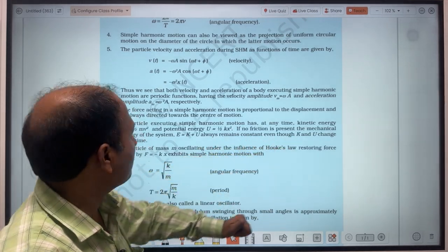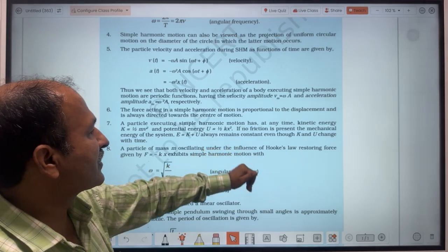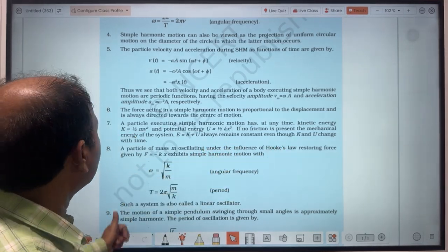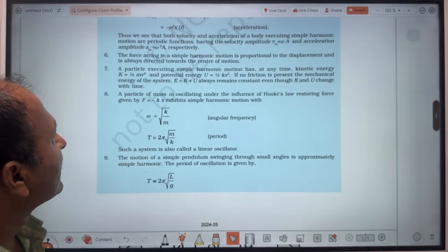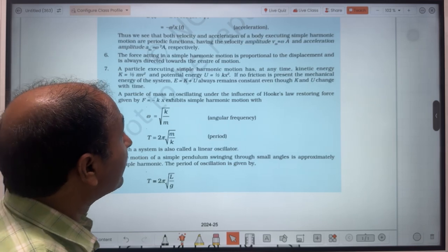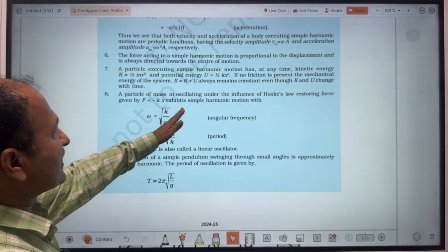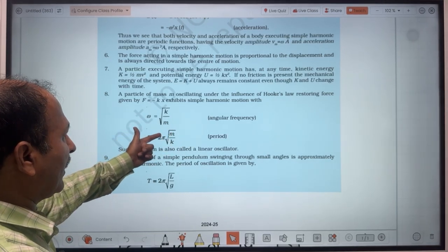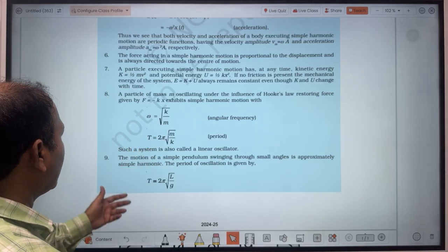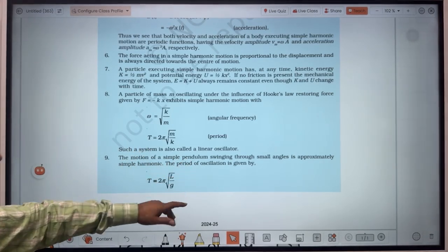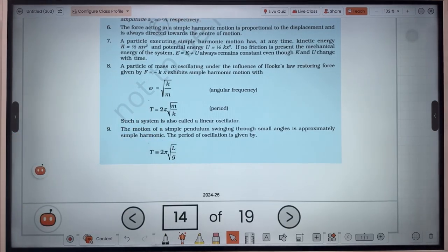If no friction is present, the mechanical energy of the system, E equal to K plus U, always remains constant, even though K and U change with time. Then comes a particle of mass m oscillating under the influence of Hooke's law restoring force given by F equal to minus kx. It exhibits a simple harmonic motion with omega equal to root k upon m. Here omega is the angular frequency, T is 2 pi root m upon k, and such a system is also called a linear oscillator. About this type of oscillator we will study in higher classes.